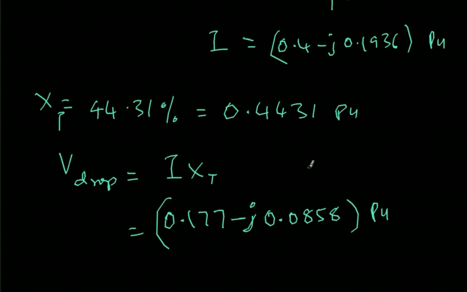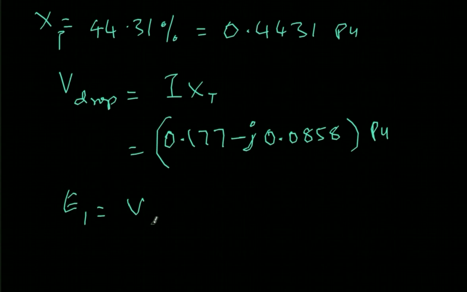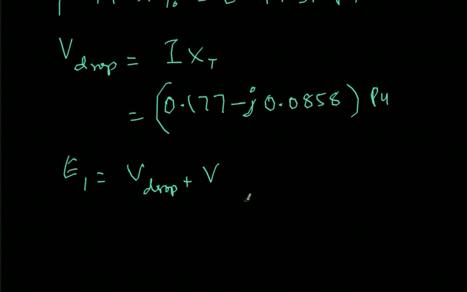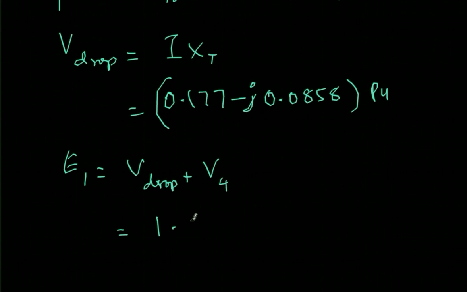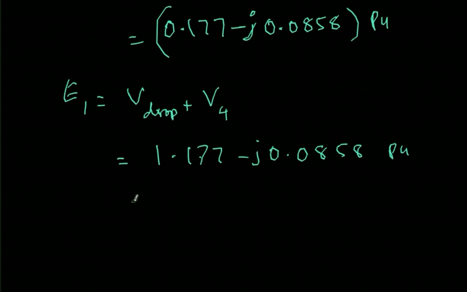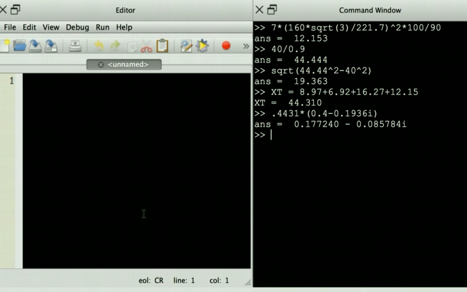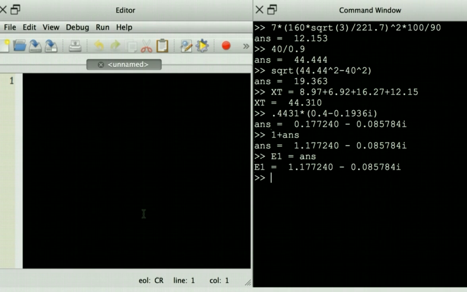So how to get the E1 voltage? It is nothing but the voltage drop plus the receiving end voltage V4. So 1 plus all this, I'll get 1.177 minus j 0.0858 per unit. I'll just store it as E1 equal to the answer. So now the absolute value of E1 and then the angle of E1. This angle will be in radians, so I'll convert into degrees. So I'm getting something like this.